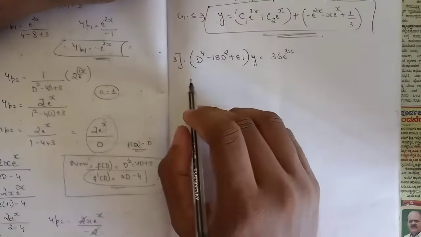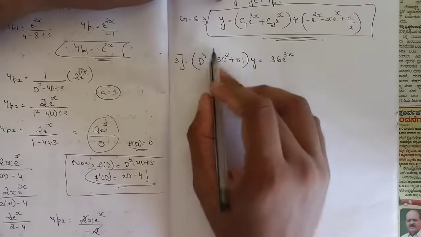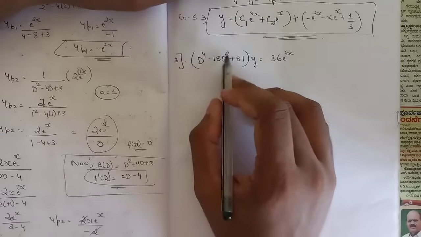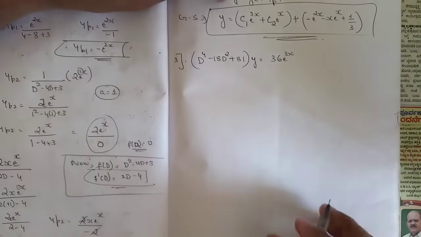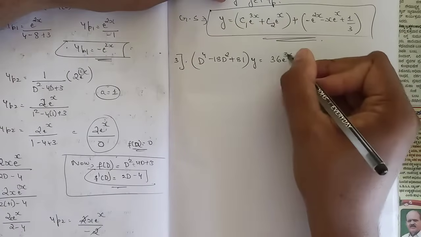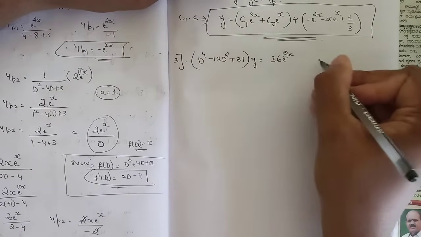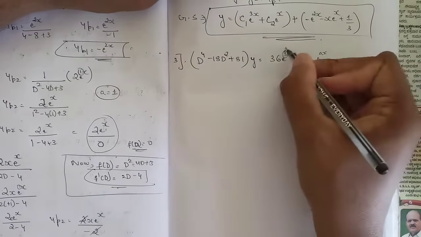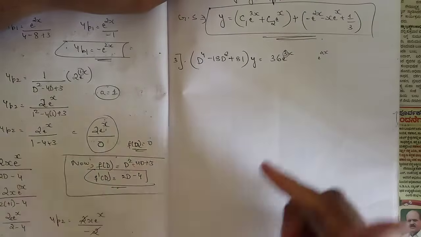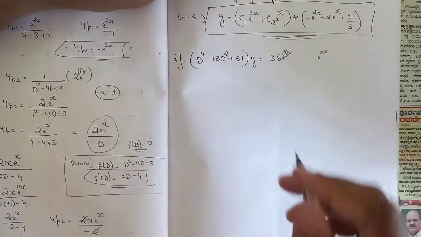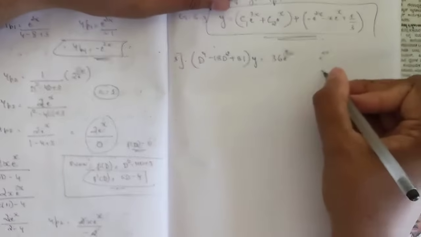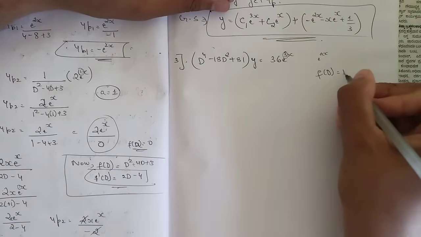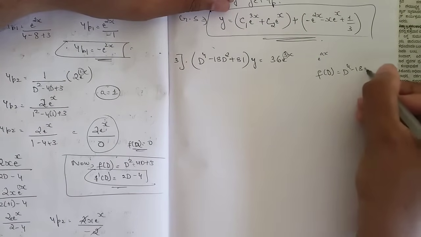So the first question for this session is (D⁴ − 18D² + 81)y = 36 e^(3x). So here the value of a, in e^(ax), is 3. To find the particular integral we need to put the value of a as 3, and f(D) is given as D⁴ − 18D² + 81.